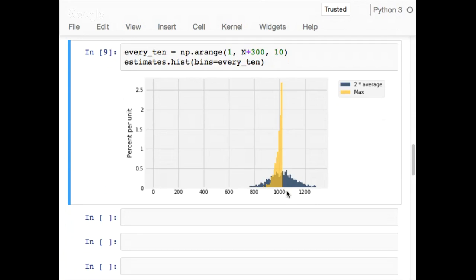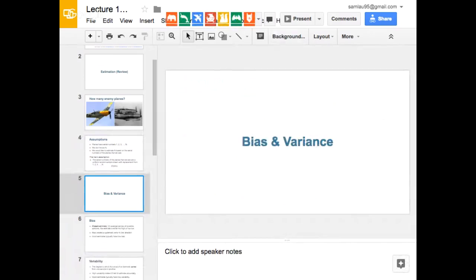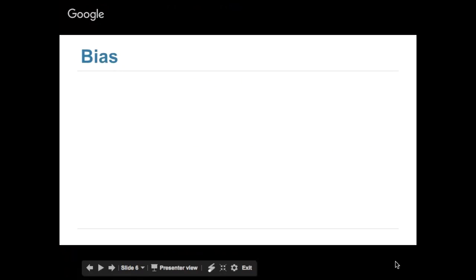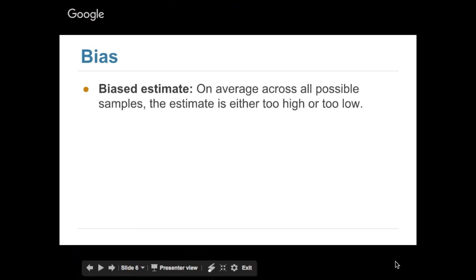And what I want you to notice here is, I ended discussion just now talking about looking at the shapes of these distributions, right? Max is kind of like squished together, taller. 2 times average is kind of spread out, right? And these come back to some core ideas of estimation called bias and variance, right? So bias is basically, on average, will my estimation be correct?